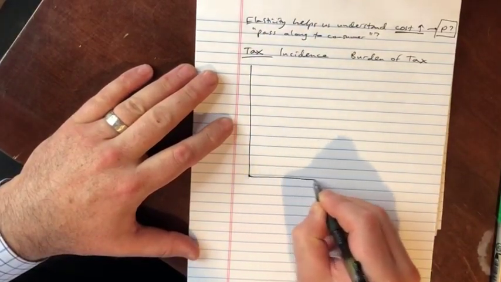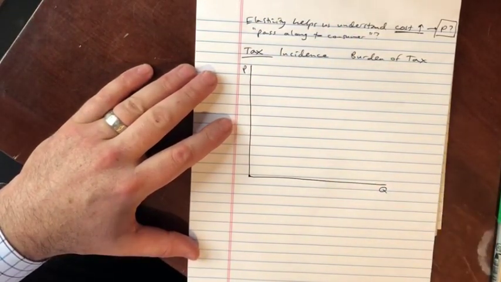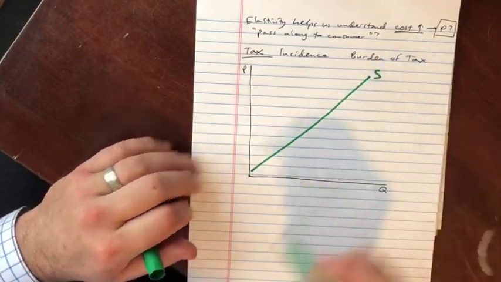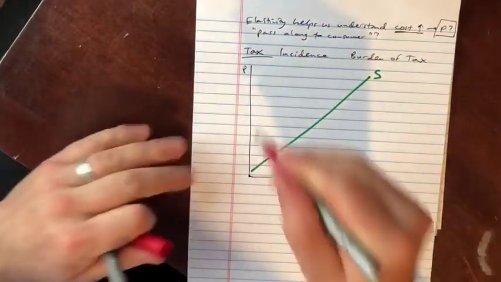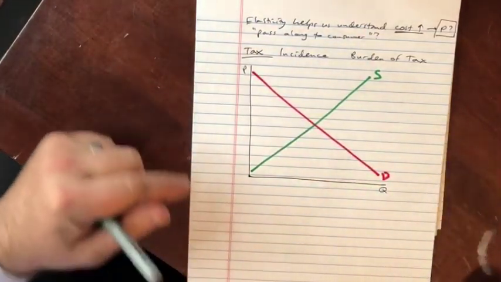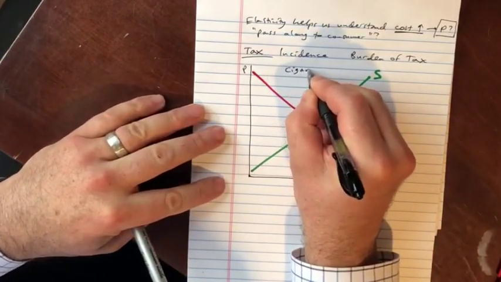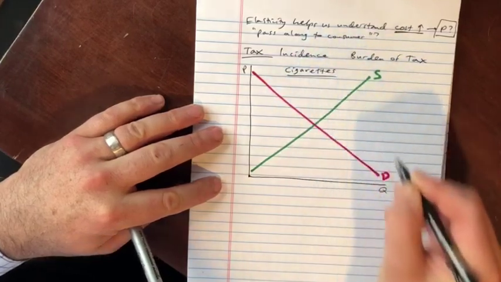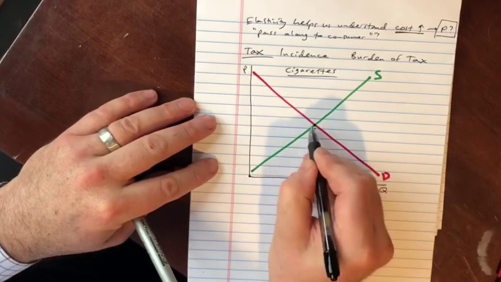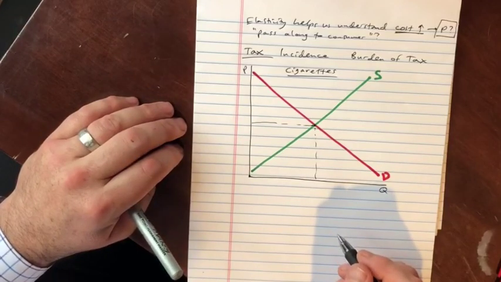All right, so the price, the quantity, okay, and let's say we have a supply curve and we have a demand curve. And let's say that this is the initial situation, the market at equilibrium. Let's say this market is for cigarettes. All right, we've got an equilibrium here where the quantity supplied and the quantity demanded are equal.